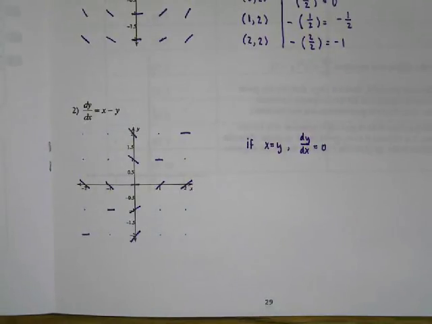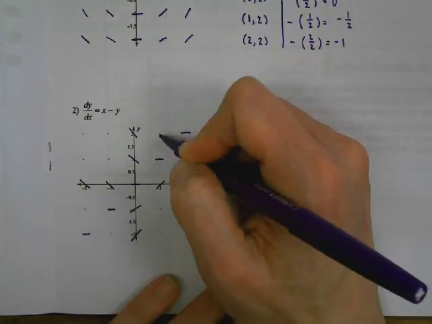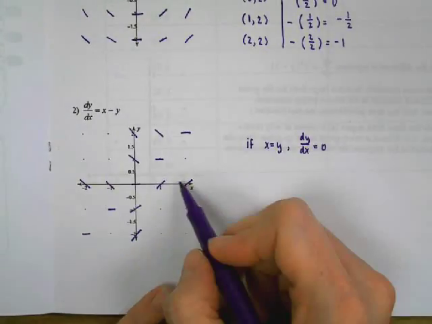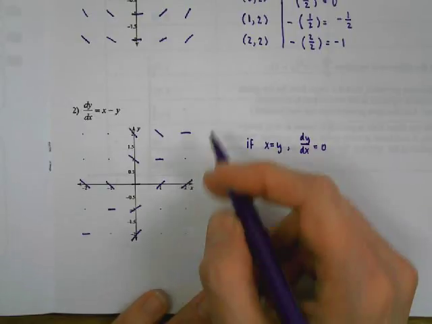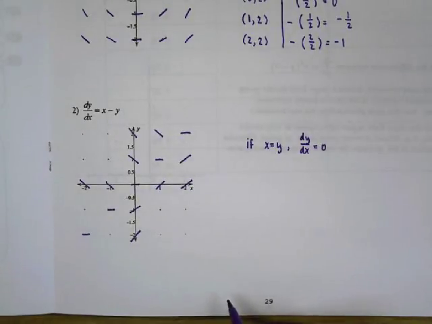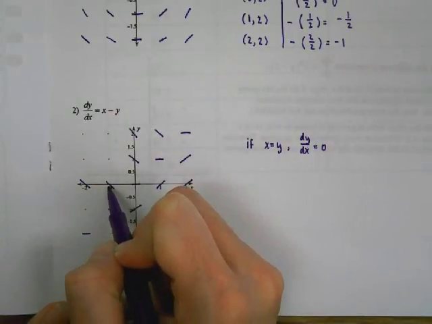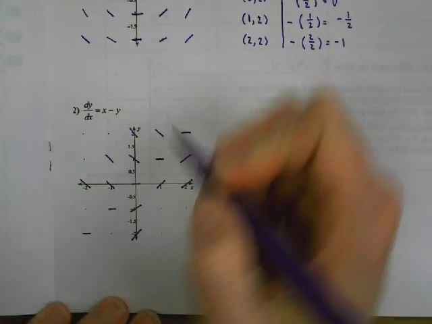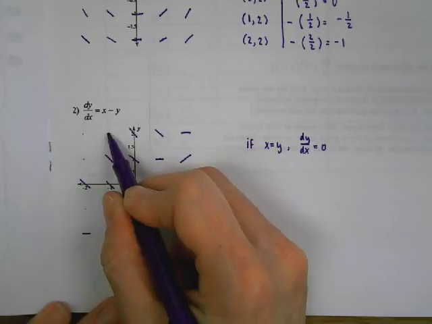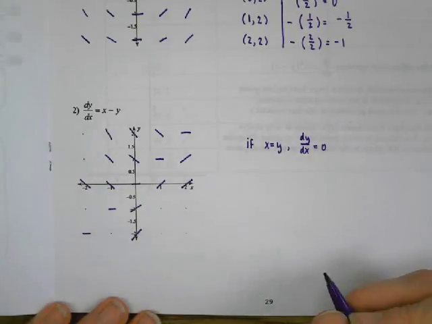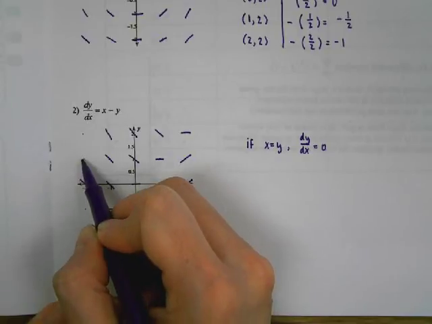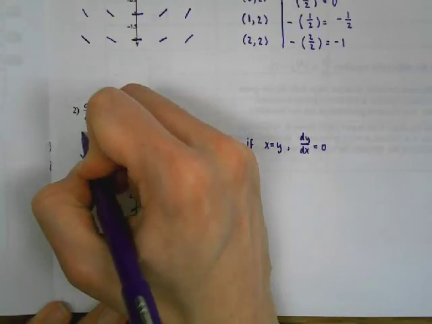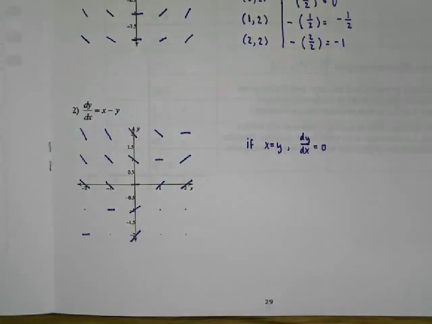And now to fill in the rest, I'm just going to kind of go point by point. So if I have x is 1 and y is 2, 1 minus 2 gives me a slope of negative 1. Here I have x is 2 and y is 1, so 2 minus 1 gives me a slope of positive 1. Over here, for negative 1 comma 1, negative 1 minus 1 gives me a slope of negative 2. Negative 1 minus 2 gives me a slope of negative 3. Now here, negative 2 comma 1, so negative 2 minus 1 is a negative 3. Negative 2, 2 gives me negative 2 minus 2 is a negative 4.